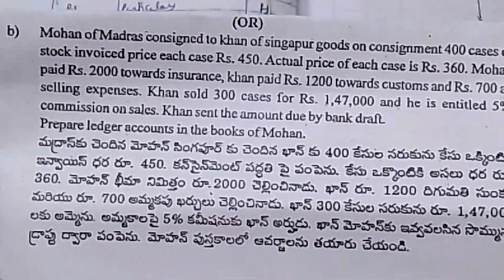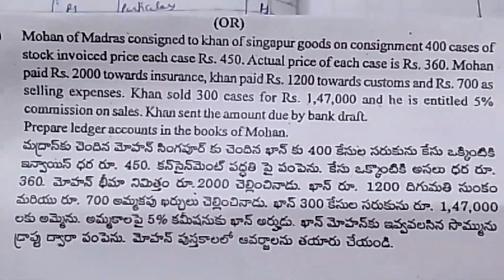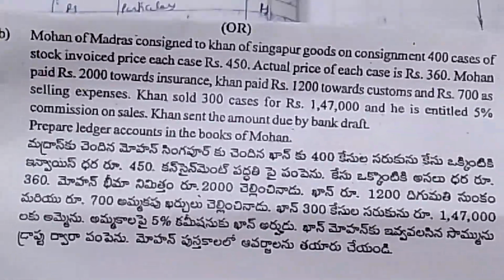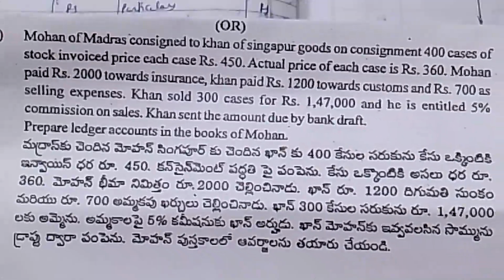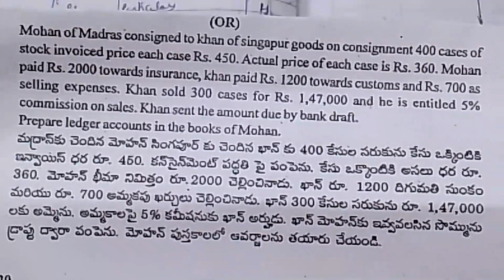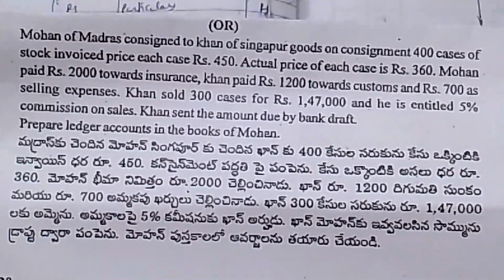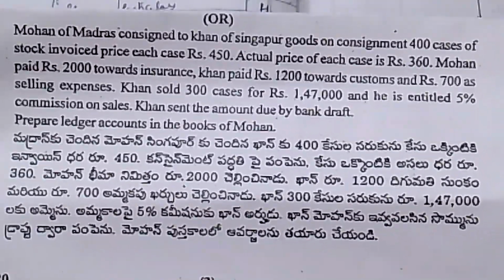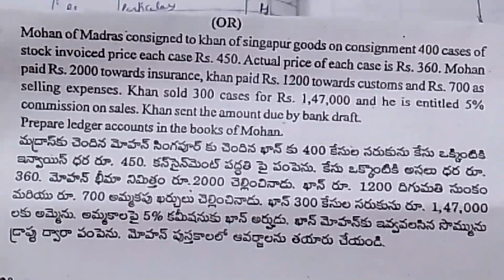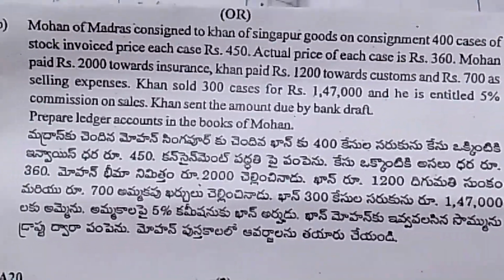Of the 400 cases, 300 cases were sold. Balance 100 cases remain. The 100 cases will be unsold stock. 300 cases are sold at rupees 1,47,000. He is entitled to 5% commission on sales. Khan sent the amount due by bank draft. Prepare ledger accounts in the books of Mohan.